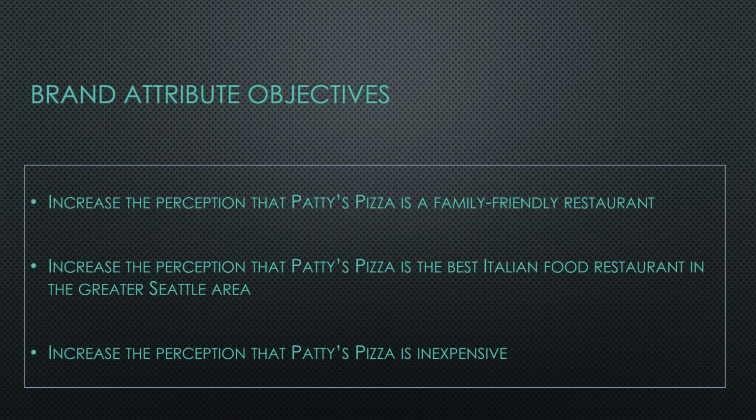This final example here: increase the perception that Patty's Pizza is inexpensive. That could be really important because a lot of people could be price sensitive and they want pizza, but they don't want to hurt their pocketbook. So that could be a really important brand attribute that appeals to everybody at every stage of the funnel. But if you think about what consideration does, you could also argue that price consciousness often is the determining factor of why I choose this brand over this other brand.